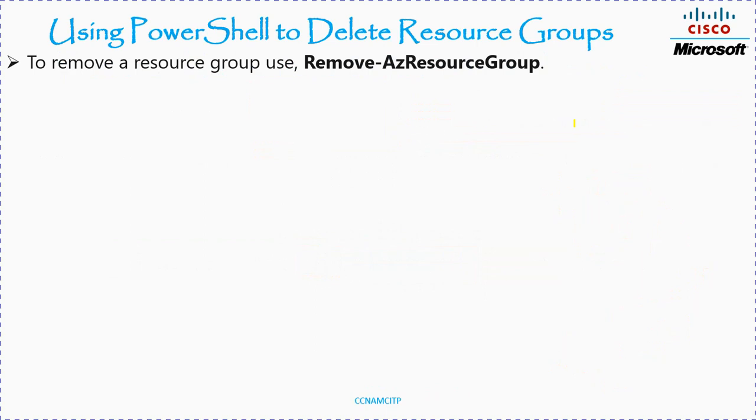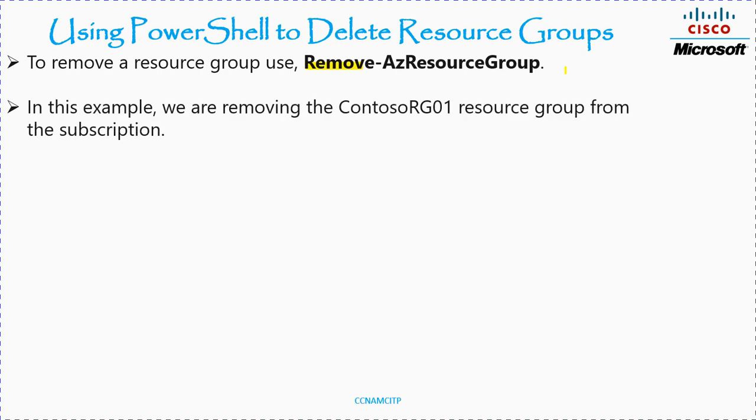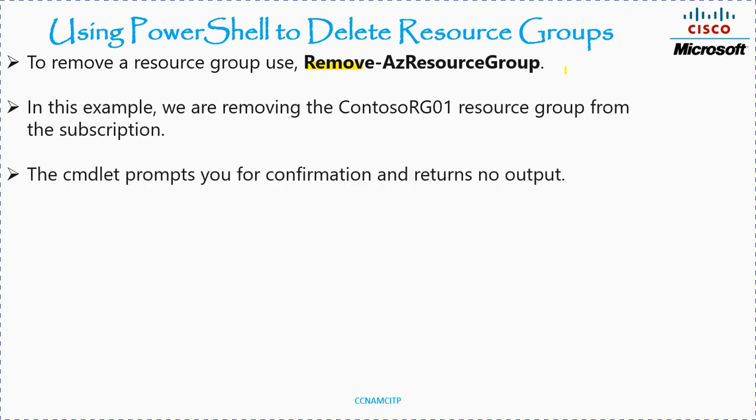Using PowerShell to delete resource groups. So you can use PowerShell also. To remove a resource group, use the remove command, az group delete. I will show you an example here. In this example, we are removing the Contoso resource group 01 with the help of PowerShell.